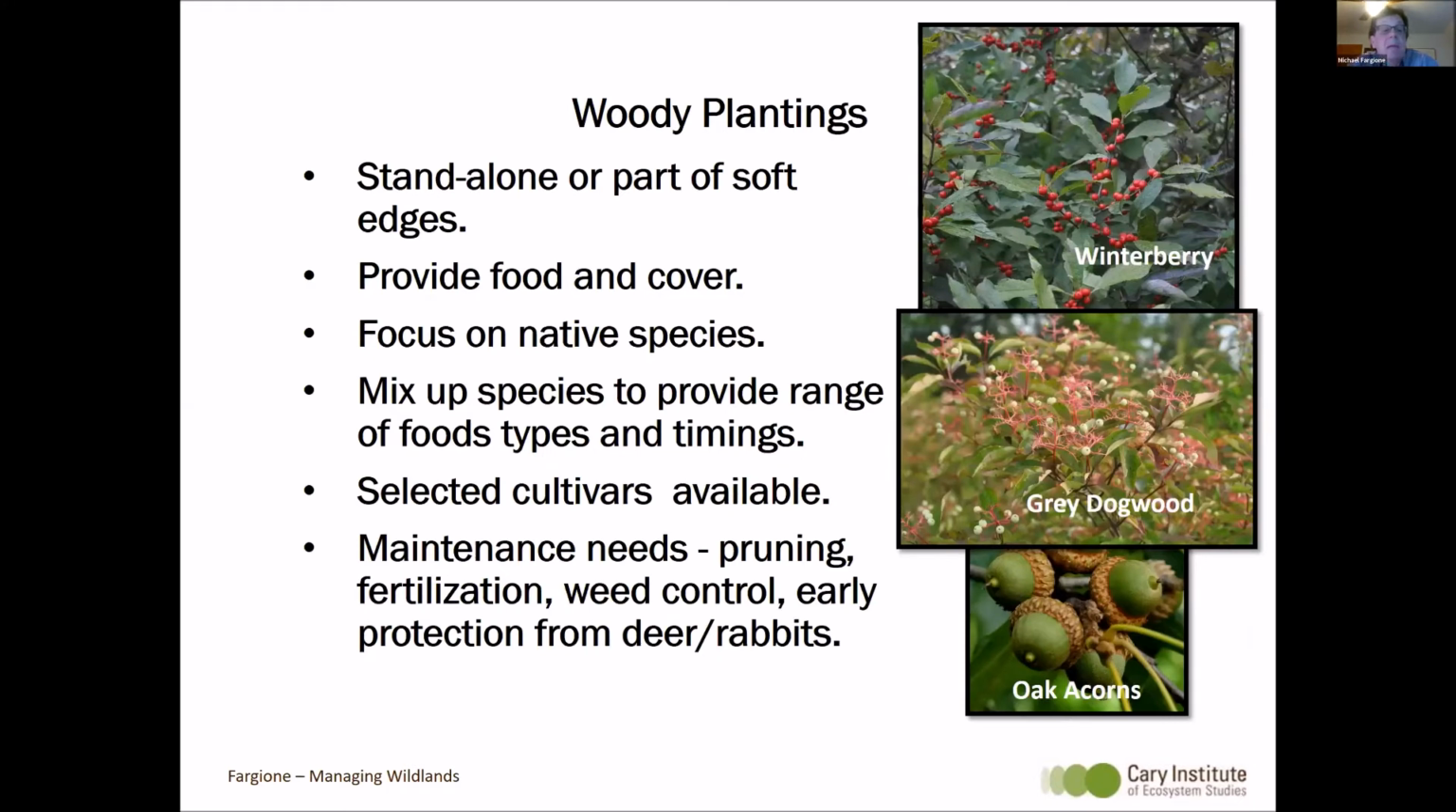Woody plantings can be important for helping to manage wild lands. They can be standalone or parts of soft edges. They provide cover and food. We want to focus on using native species. If we mix up the species, we can provide a range of different types of foods at different timings when they're available. There are select cultivars available for wildlife food, and they do require some maintenance: pruning, fertilization, perhaps weed control, and some protection from wildlife like deer and rabbits.